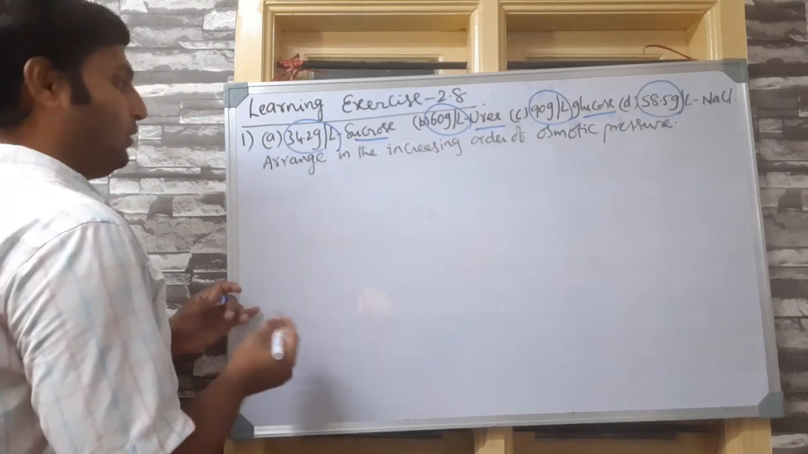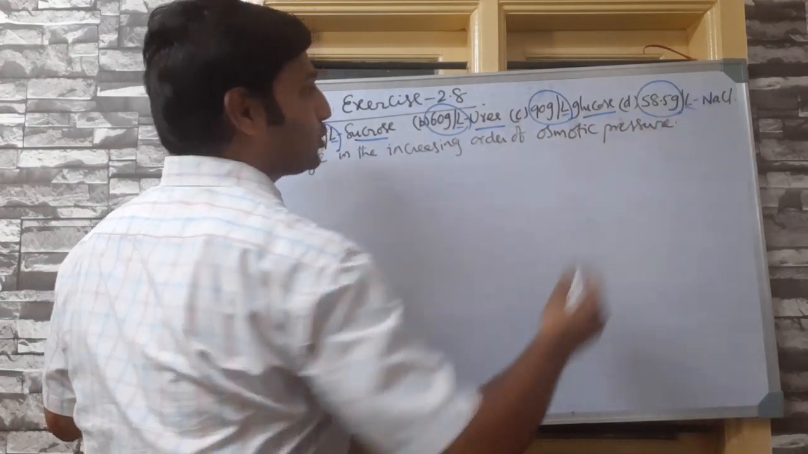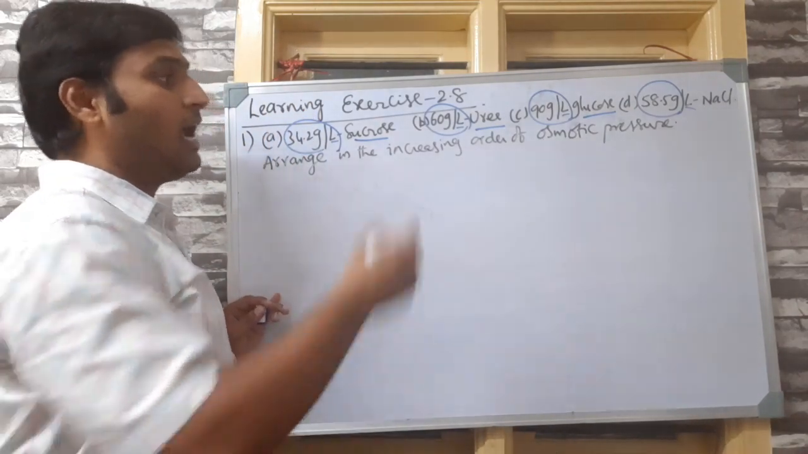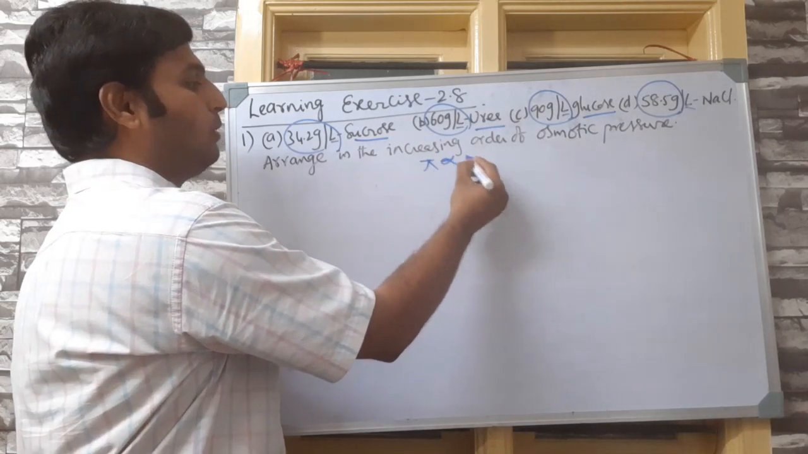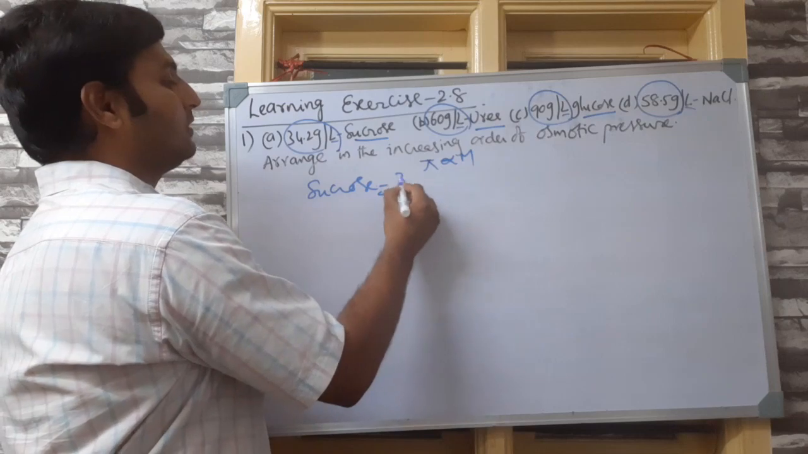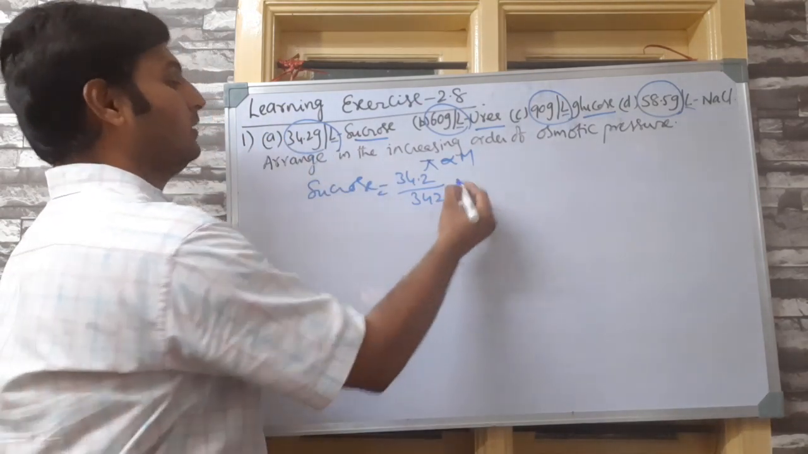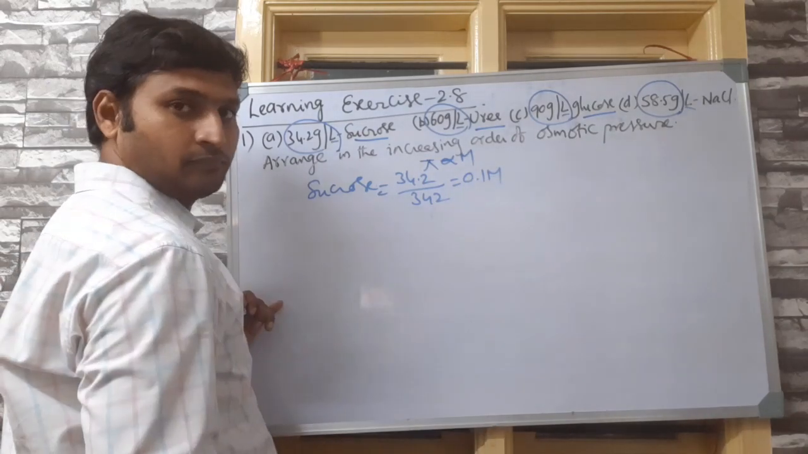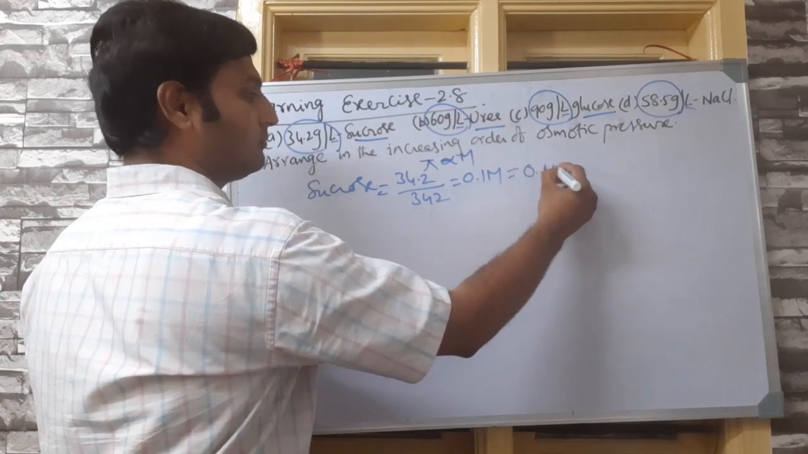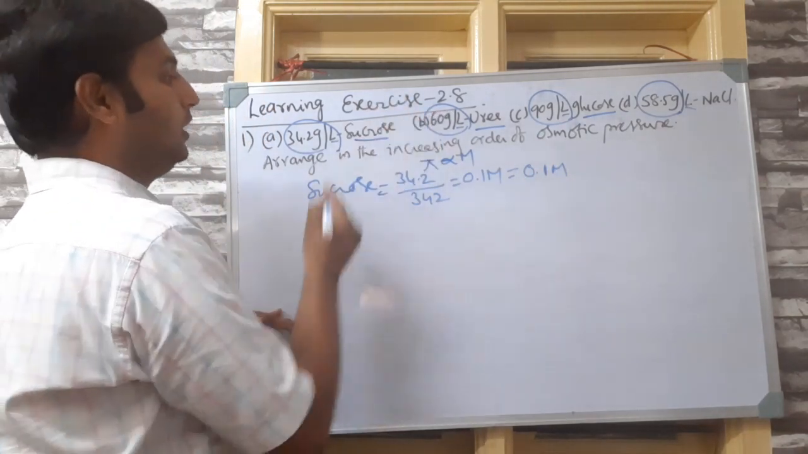First let us quickly calculate. See here, already for everything he said per liter, so the only thing I need to calculate is number of moles. I will get molarity, right? Osmotic pressure is directly proportional to molarity. Okay, now for sucrose, 34.2 divided by molar mass 342. You can cross check. So it is 0.1 molar. And number of particles also will be 0.1 molar. Nothing new, because no dissociation is happening.